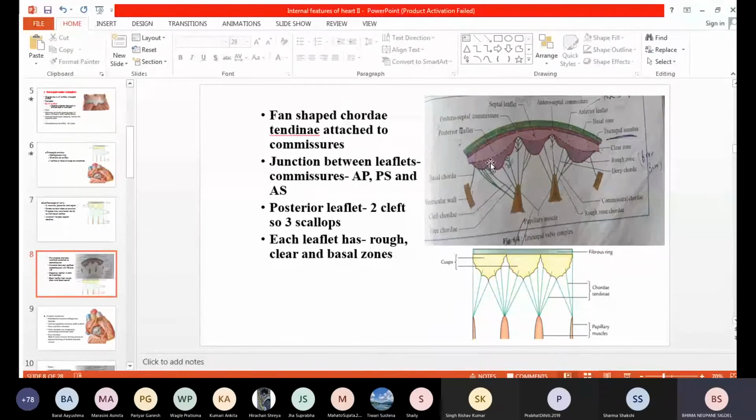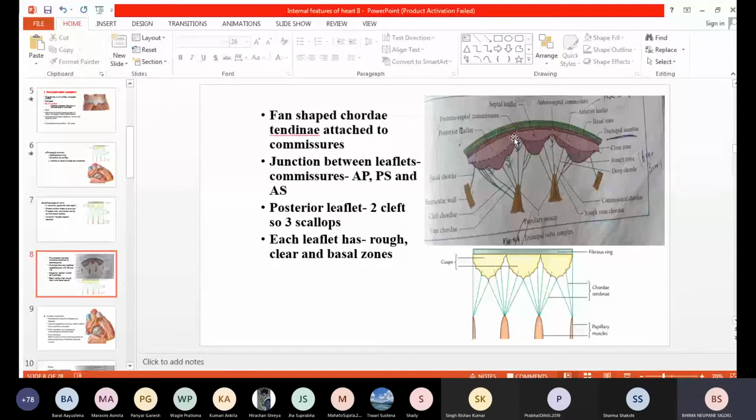Now we can see the fan-shaped cord, and you can see an indentation, or a deep indentation, in between. This is the posterior leaflet, septal leaflet and the anterior leaflet. Between these leaflets you can see a depressed area, a deep indentation, between the posterior and septal, and the septal and the anterior. These deep indentations are known as the commissures.